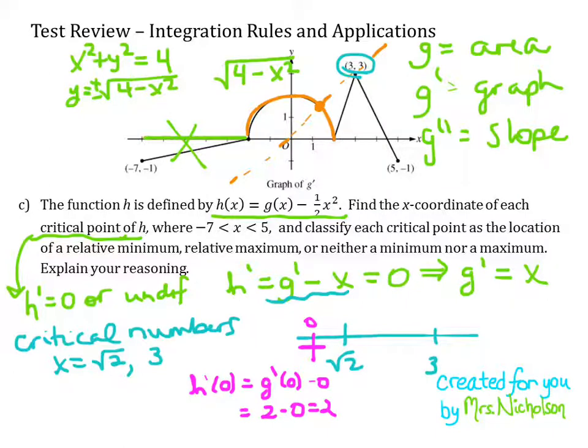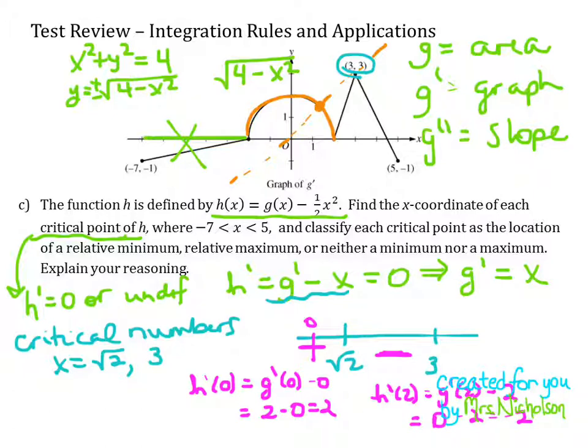Now let's pick a number between the square root of 2 and 3, such as 2. If I do h prime of 2, that's going to be g prime of 2 minus 2. And g prime of 2, if I look at my graph, g prime of 2 is 0. Minus 2 would, of course, be negative 2. It doesn't matter that it's 2. What matters is that it's negative.